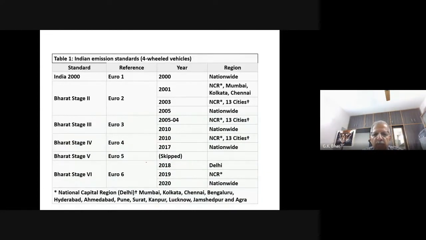At present, please remember, we have Bharat Stage 6, also referred to as Euro 6. It got implemented in 2018 in Delhi, 2019 in NCR, the National Capital Region, and 2020 nationwide. Now, all of us are governed by this Euro 6, Bharat Stage 6. So what does this Bharat Stage 6 or Euro 6 tell us?